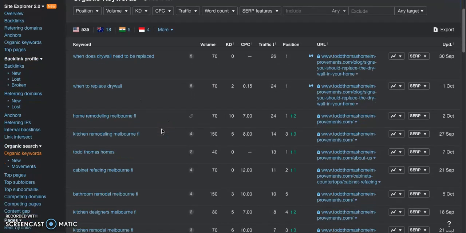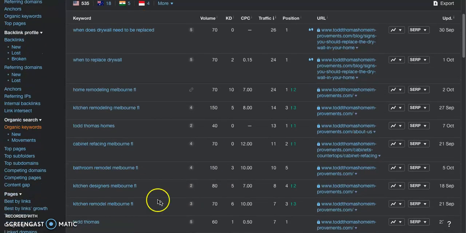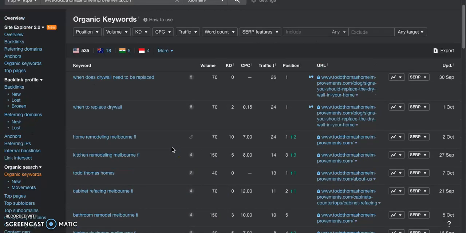Okay, so when we look at this, the volume column right here is the number of searches they're getting per month off of these keywords. Home remodeling Melbourne, Florida is getting 70 searches a month. Kitchen remodeling Melbourne, Florida, 150 searches a month. Cabinet resurfacing, 70 a month. Bathroom remodel, 150 a month. Kitchen designers Melbourne, Florida, 80 a month. So these are some pretty high search volumes for all of these keywords. And obviously, the more people that find your site through these keywords, the more that turns into phone calls, which turns into business for you at the end of the day.